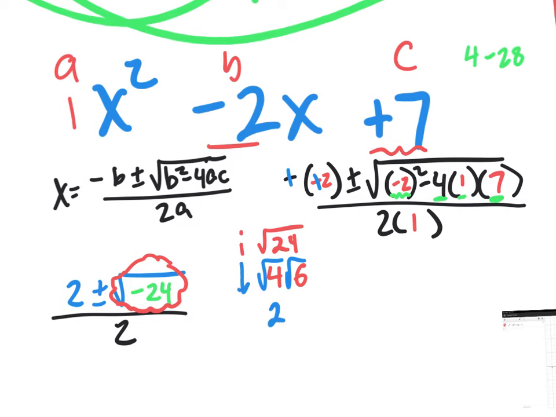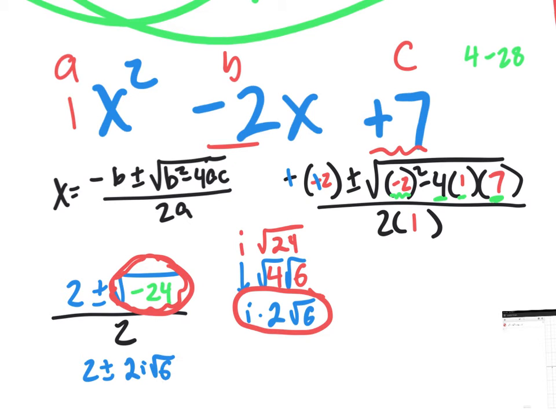So what we really have is i times 2 times the square root of 6, which square root of 6 you can't simplify further. So what we really have, in place of this square root of -24, is i times 2 times the square root of 6. I'm going to write it as 2i square root of 6, all over 2, all over 2.